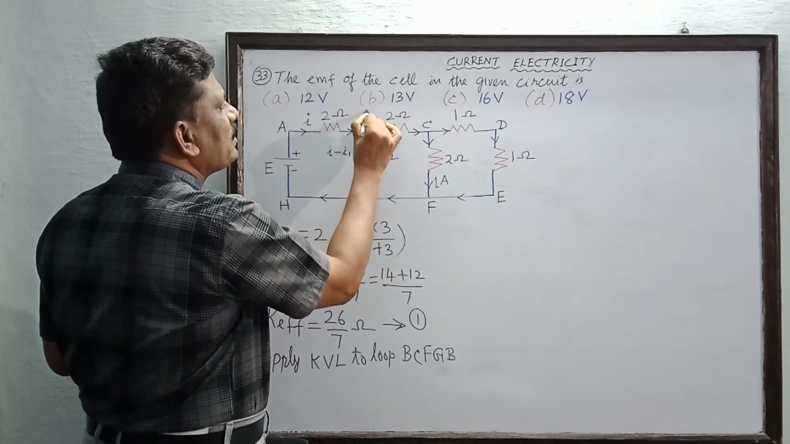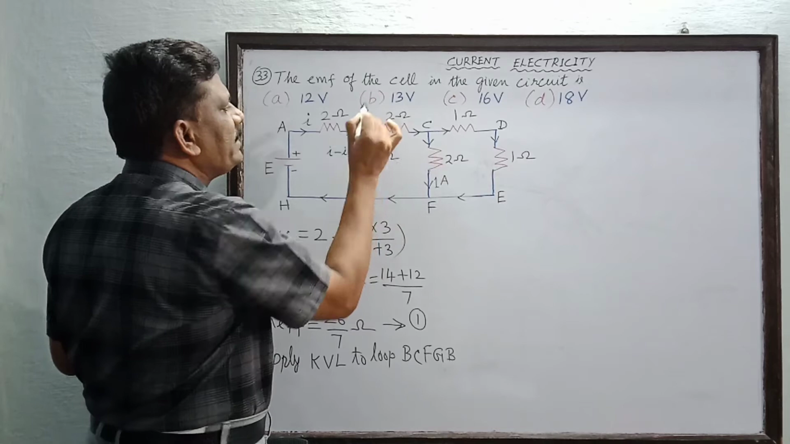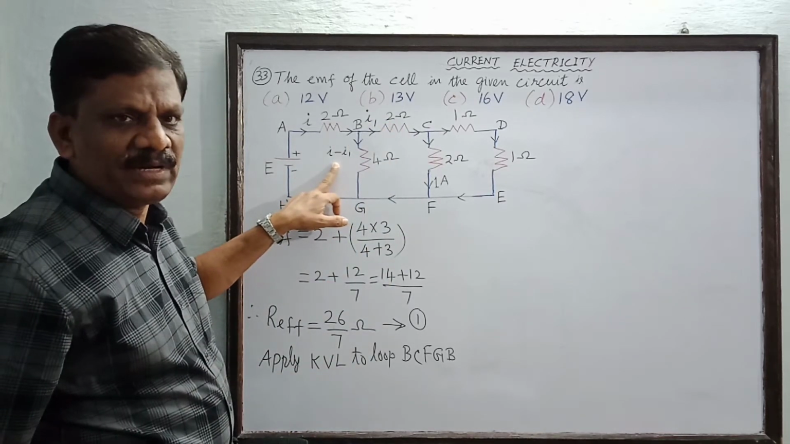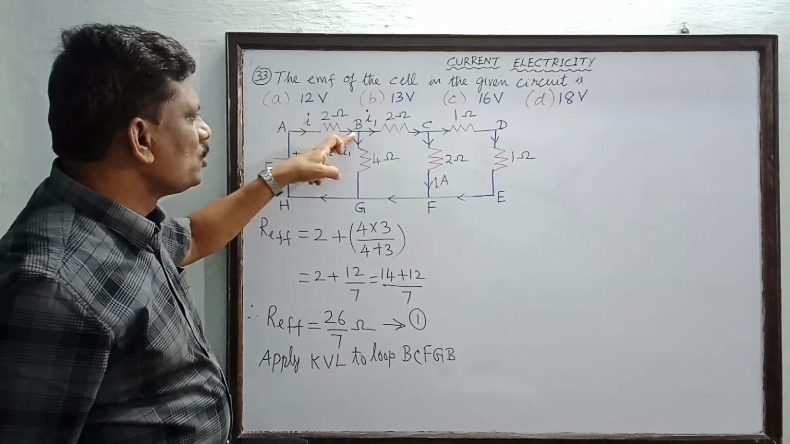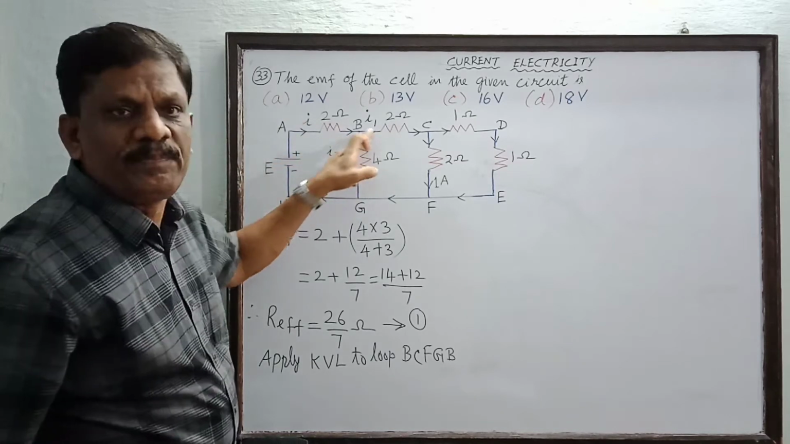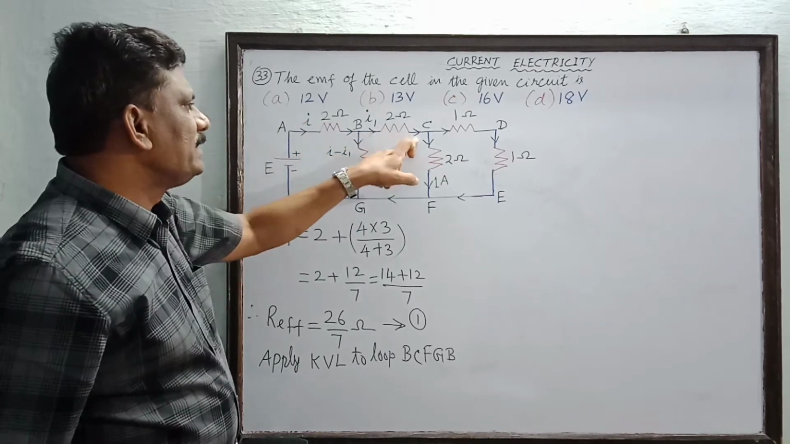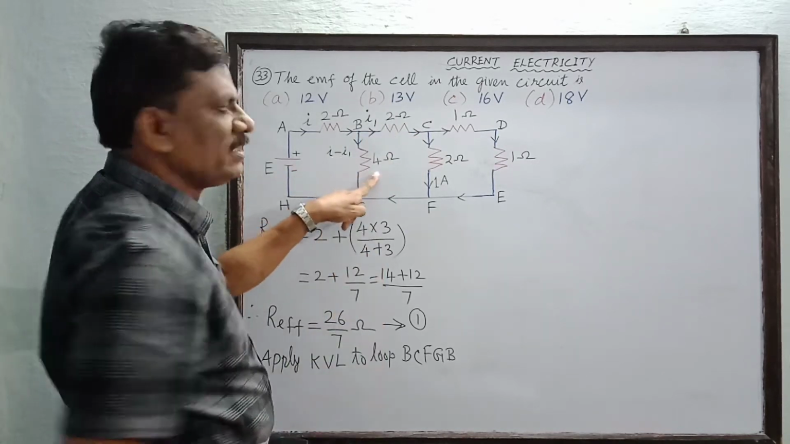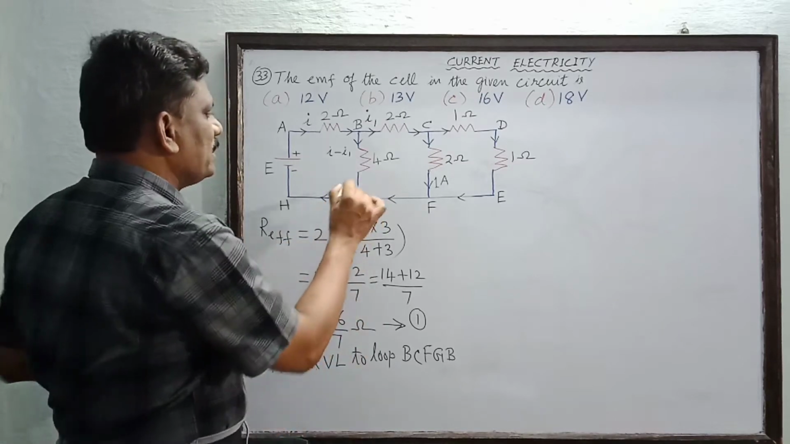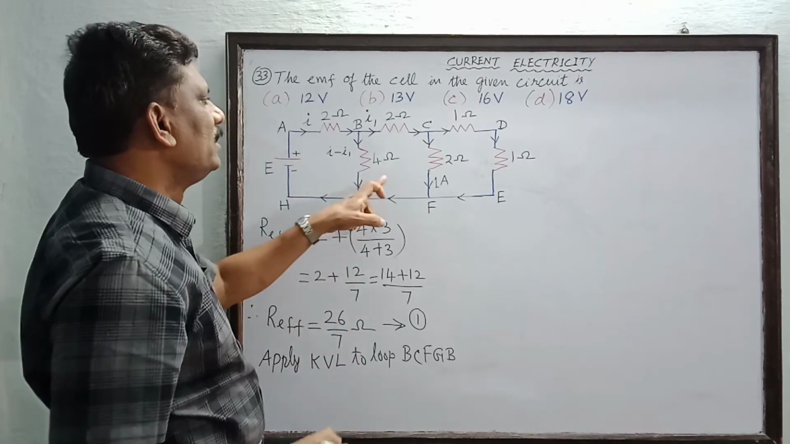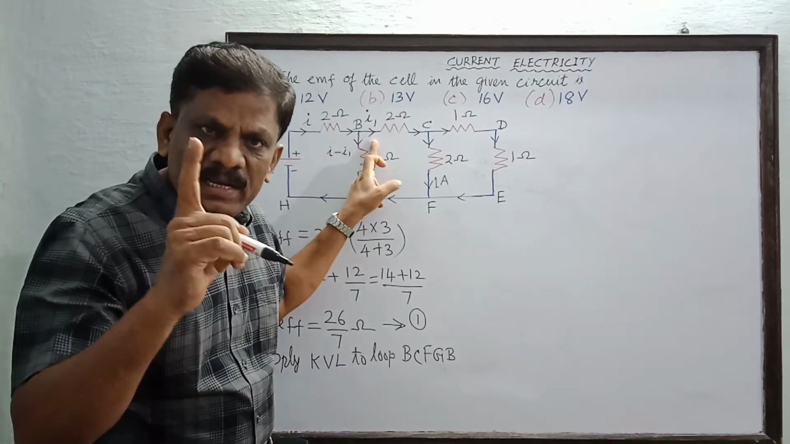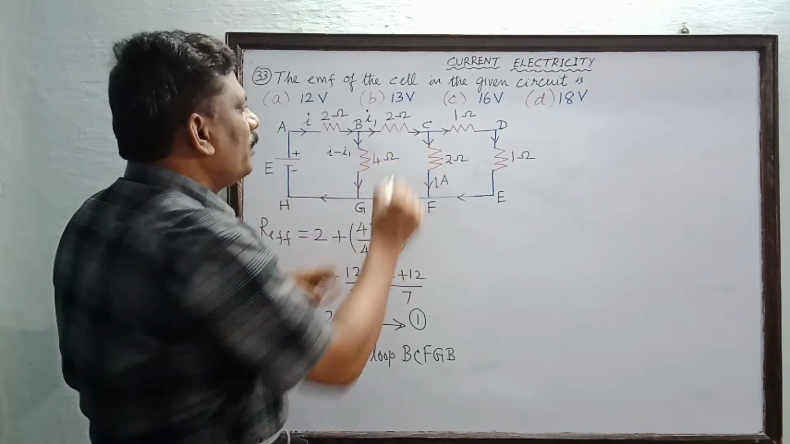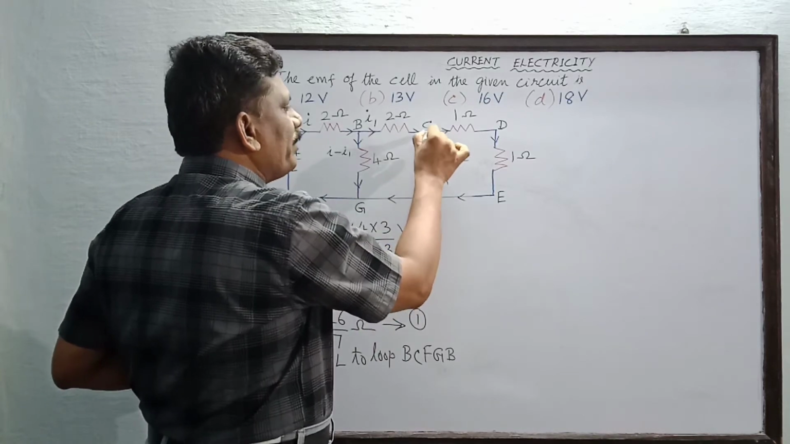I will take the current flowing in the path BC as I1 ampere. Therefore, the remaining current must be I minus I1 ampere. So I ampere flows towards B. At B there are 2 paths. Along the path BC, the current flowing is I1, so the remaining current I minus I1 is flowing through the 4 ohm resistor. So this current is I minus I1. Then this I1 ampere is flowing up to the junction C.